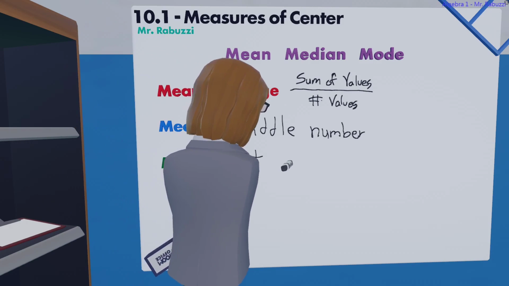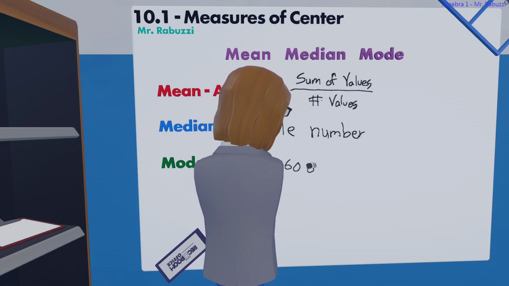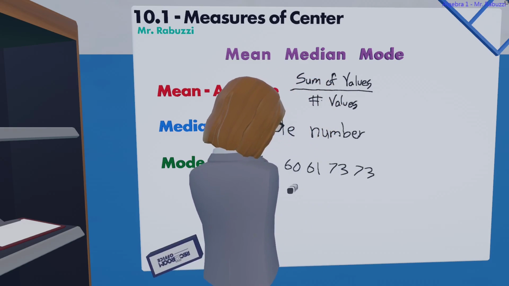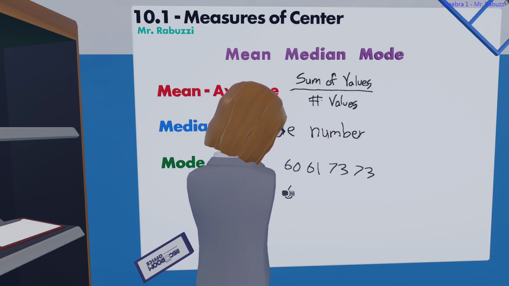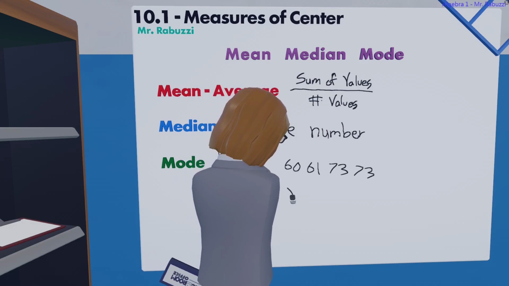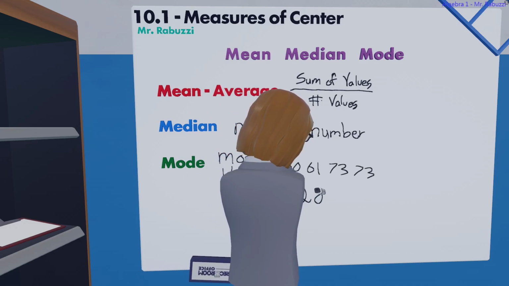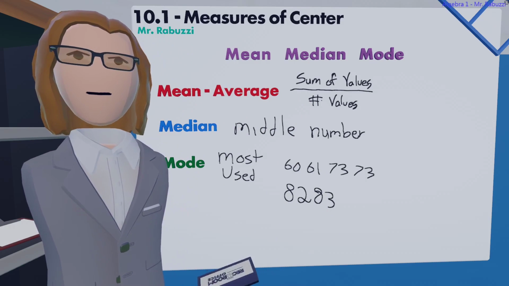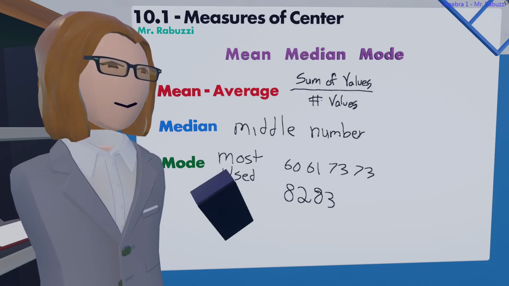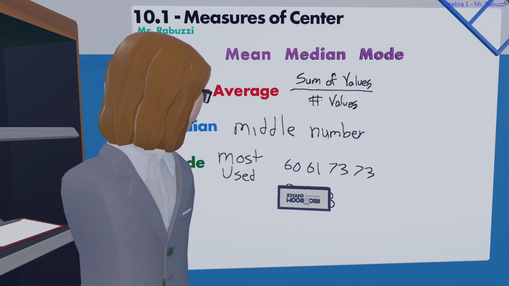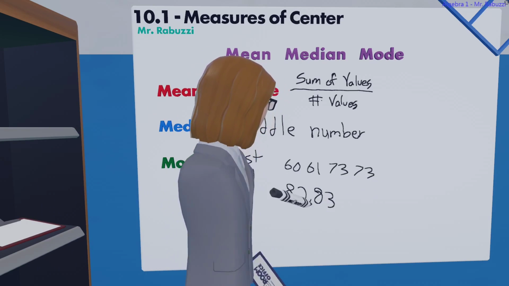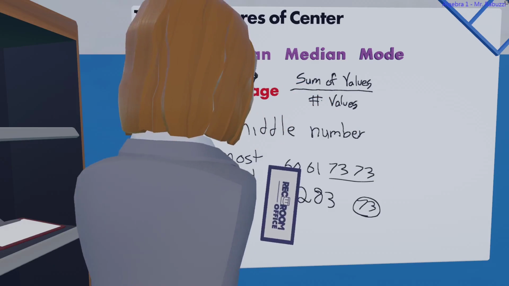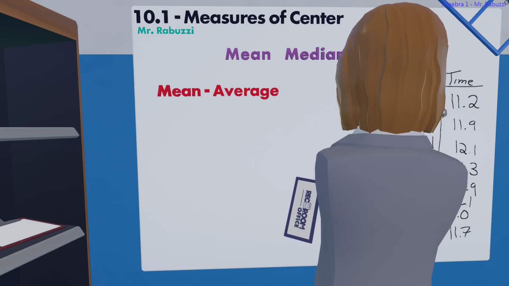But say we have test scores, right? Somebody got a 60, a 61, 73. Oh, and Johnny got a 73 too. And 82, 83. Okay, there's my test scores. I look through and I count up what numbers were used the most. What numbers were the most people scoring. And it turns out 2 people scored a 73. So this is my mode. It is 73. Okay, let's do an example. Okay, so here's our data set right here.